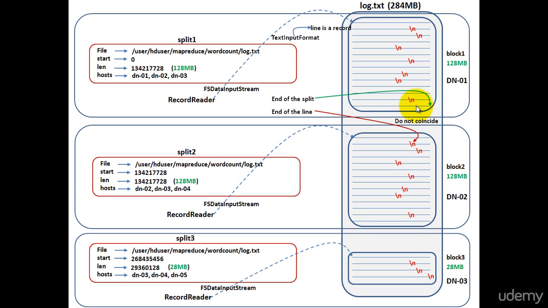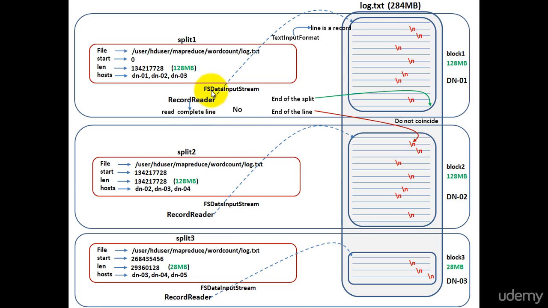Will it read only the part of the line and leave rest of the line to the record reader in the second map task? No, it will not do that. It is the responsibility of the record reader to read the complete line, even though part of the line is in the next input split.